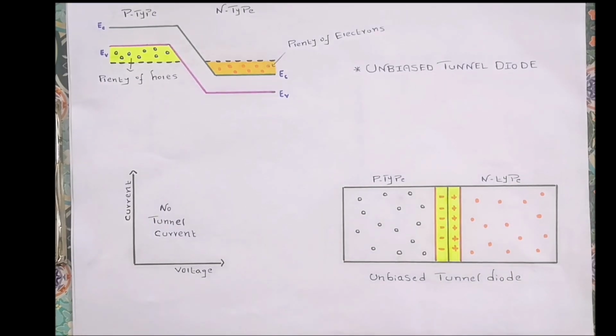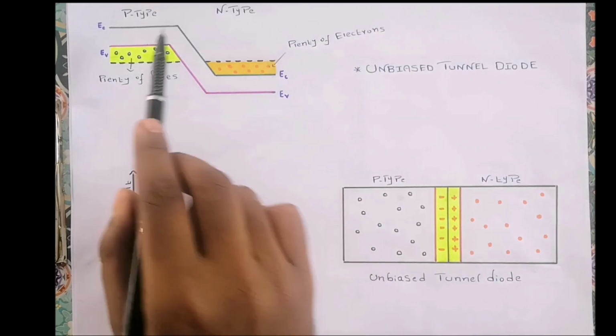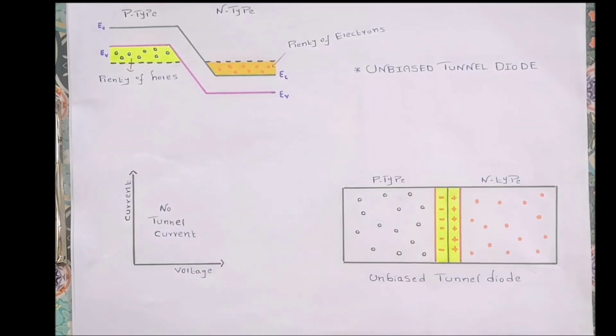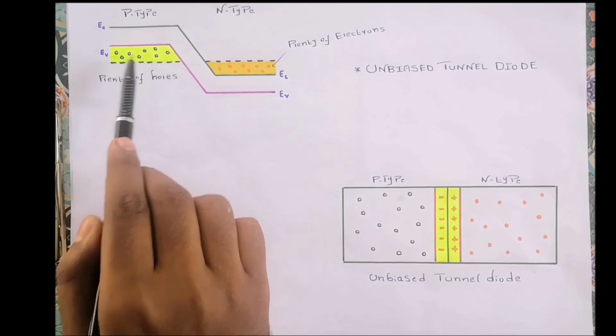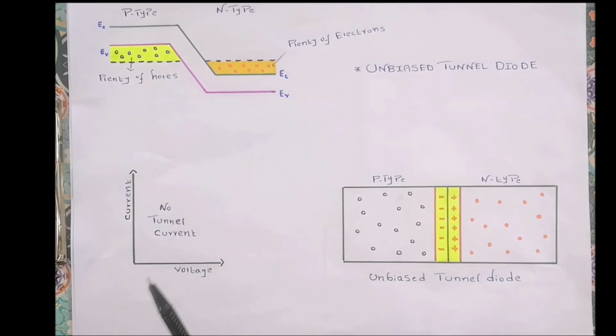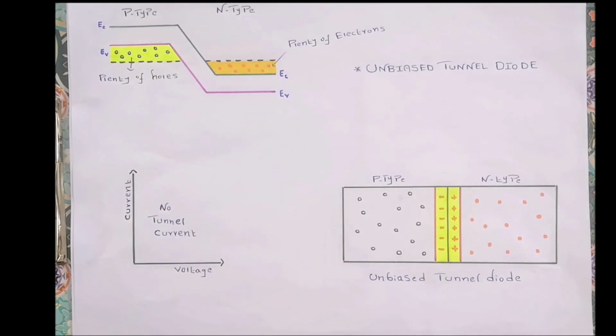So at first, when the tunnel diode is unbiased, or we can say when no voltage is applied across the diode, in that case the conduction band of the n-type semiconductor material overlaps with the valence band of the p-type material, and this happens because of the heavy doping. So due to this overlapping, when the temperature rises, the electrons tunnel from the conduction band of the n region to the valence band of the p region, and similarly the holes tunnel from the valence band of the p region to the conduction band of the n region.